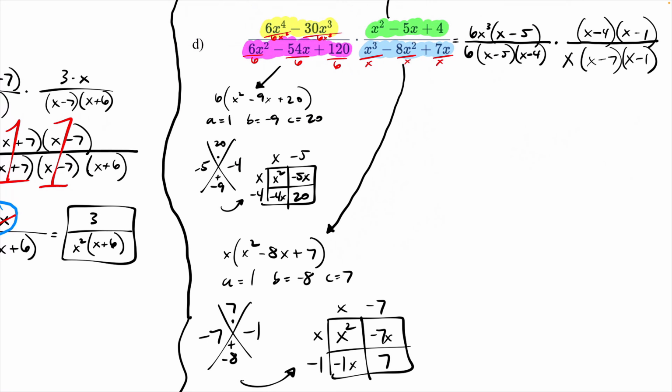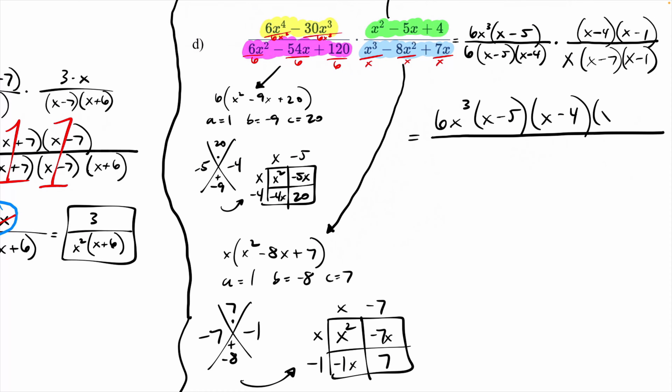Okay? Last step. I call this take inventory. What do I got? What do I got on top? What do I got on bottom? So on top, I have an x, 6x to the third, x minus 5, x minus 4, and x minus 1. I have all of that. One monomial and 3 binomials. On bottom, I have 6 and then x. Put the monomials first. And then I have 4 binomials.